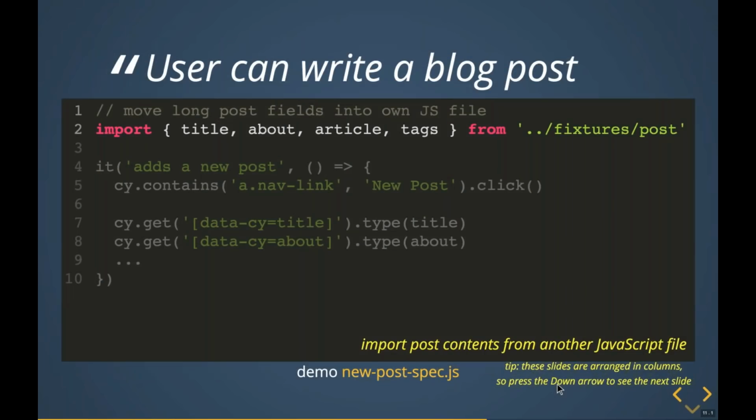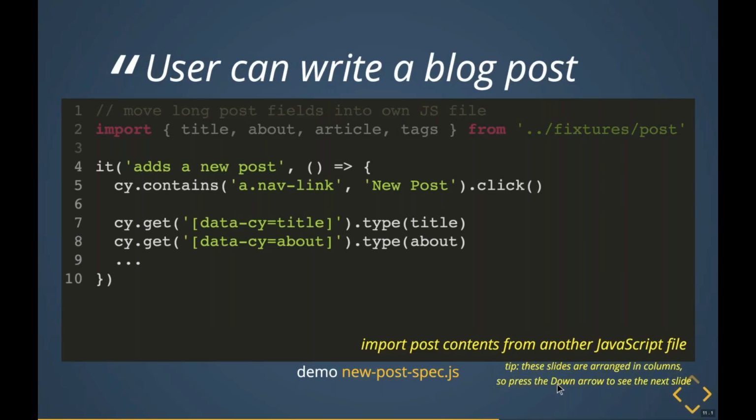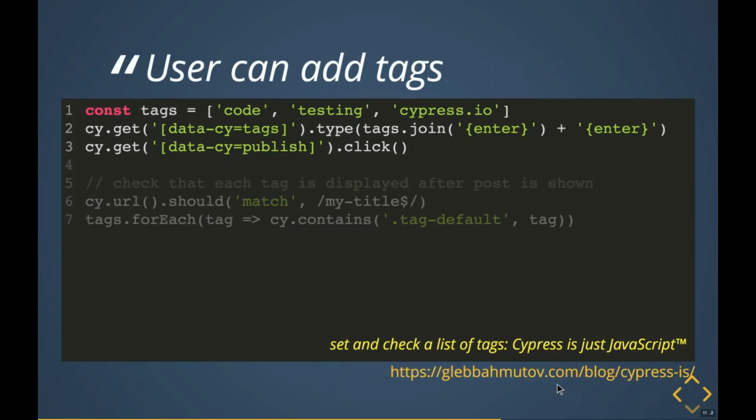Once you start writing more tests and you want to reuse the same title, article, and tags, you probably want to move them into a separate JavaScript file and just import whatever you need. Cypress comes with a JavaScript bundler included, so you can just use imports right away and then type the same thing, so you don't hard code the values in your test. And I always say that Cypress is just JavaScript.